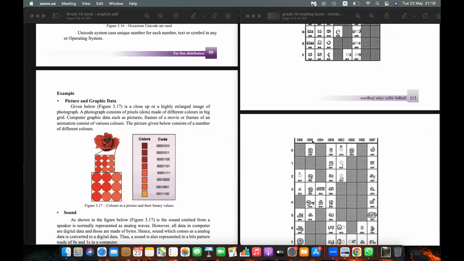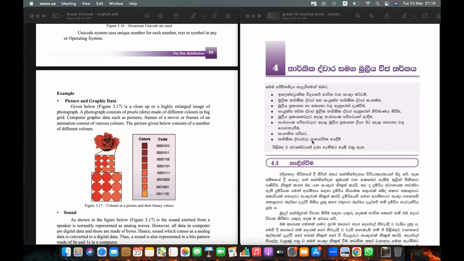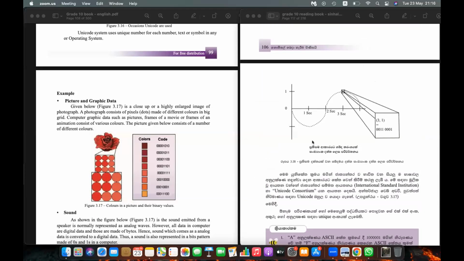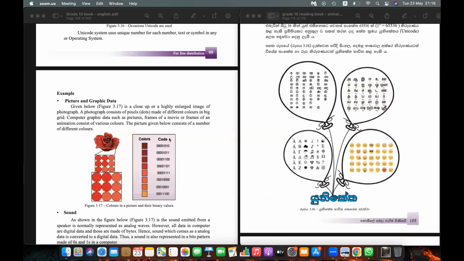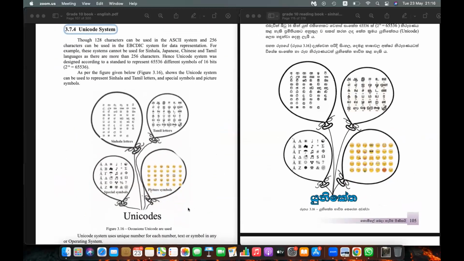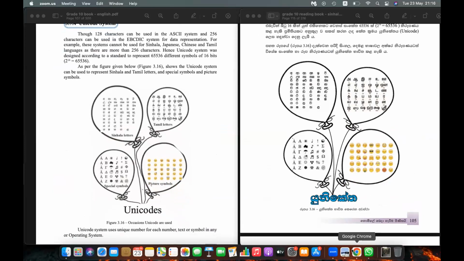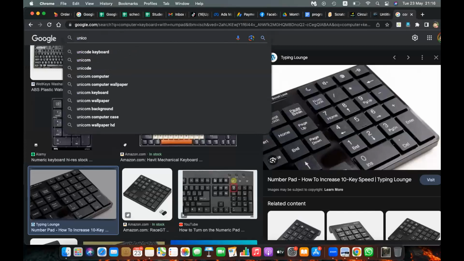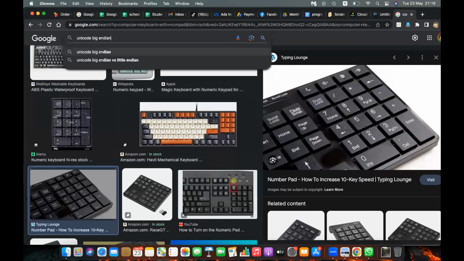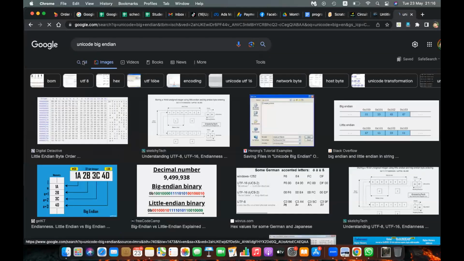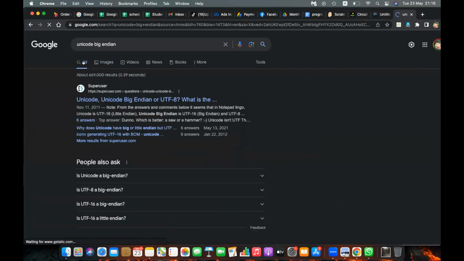These are some ASCII representation tables. Next day I think we can move easily to the logic gate lesson, but before that I would like to show you one thing before wrapping up today's class, that is basically this Unicode and Unicode representation. Now it has a big endian version. Big endian and little endian, there are things like UTF-8.